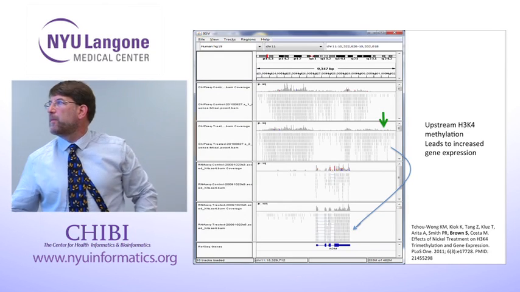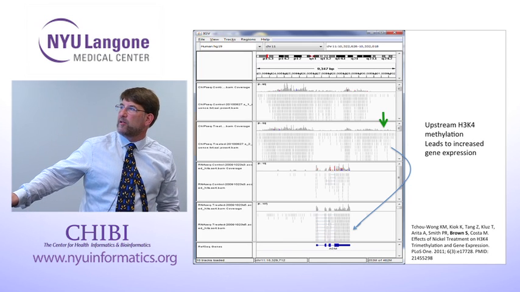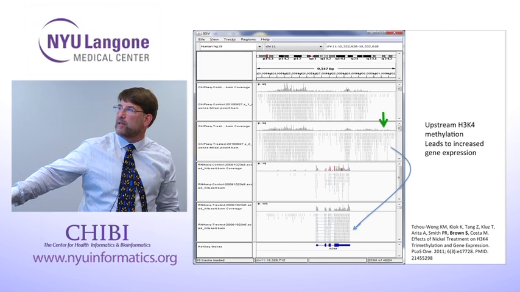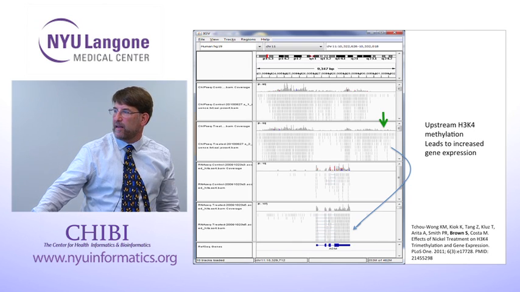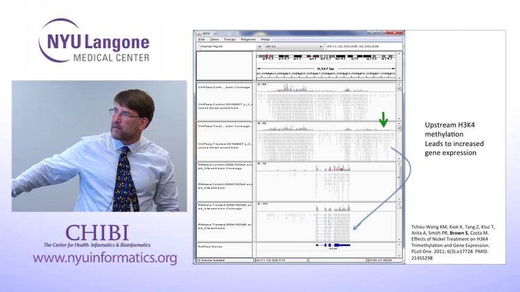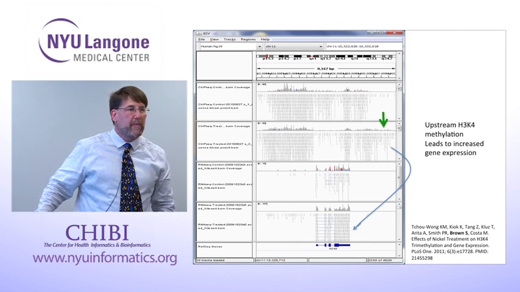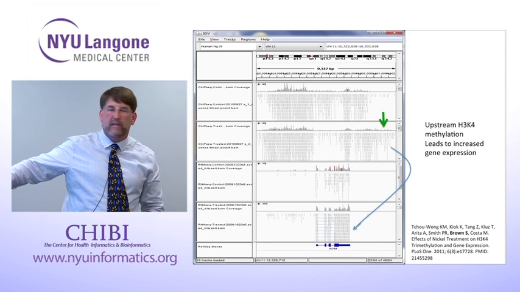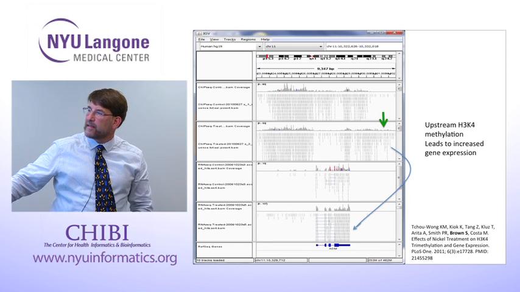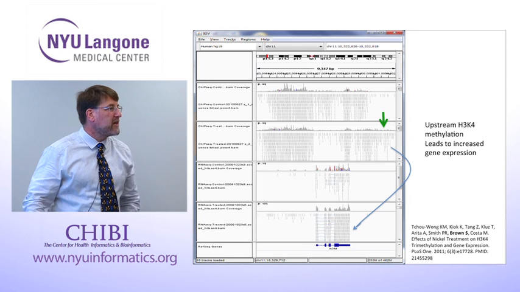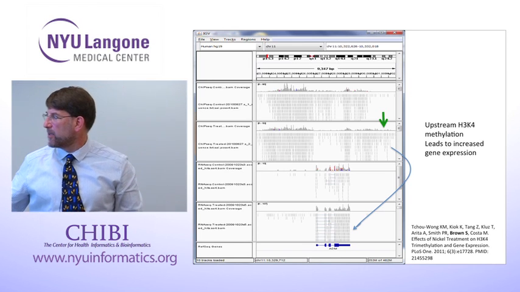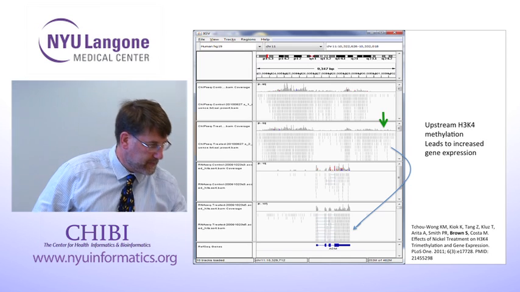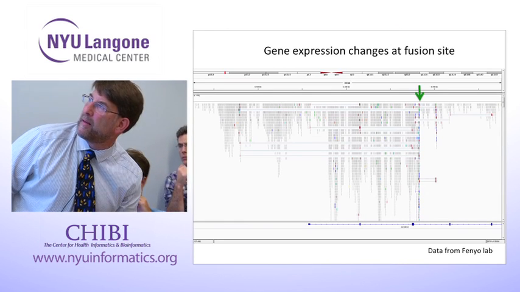So this is an example where the ChIP-seq shows that there's additional methylation in the upstream region of this gene. This is the ADM gene. It's transcribed this way, and further upstream we see more methylation in one sample than in another, and in that sample there is greater gene expression. Pretty straightforward. And then we published this in PLOS ONE with Costa's lab.